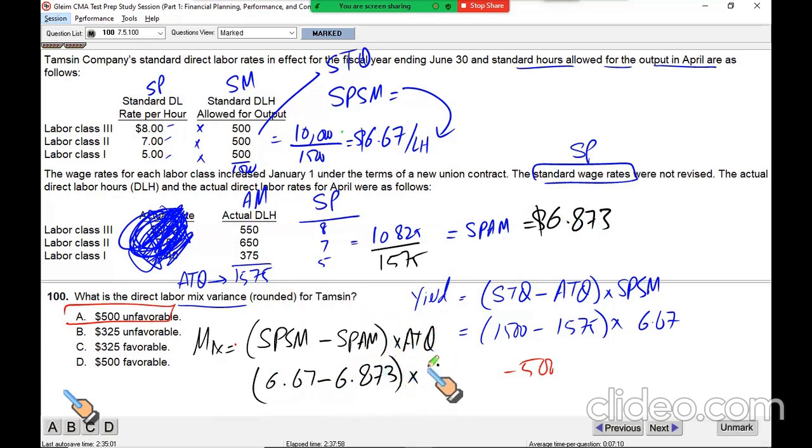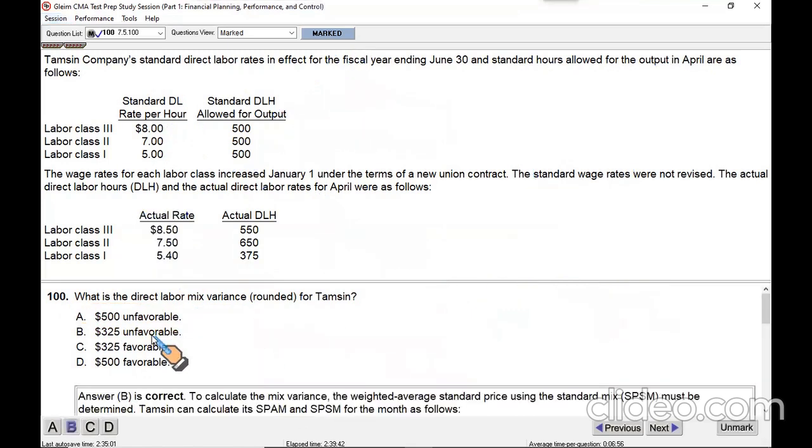Actual total quantity is 1575. So it's going to be 6.67 less 6.873 multiplied by 1575. I get 319.725, which is adverse. There is maybe a little rounding off difference, so it will be close to negative 325 because I've rounded off some numbers here. So it will give you B to be the correct option, and B it is.